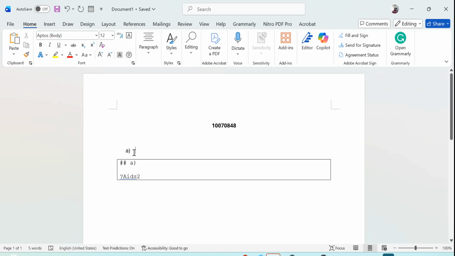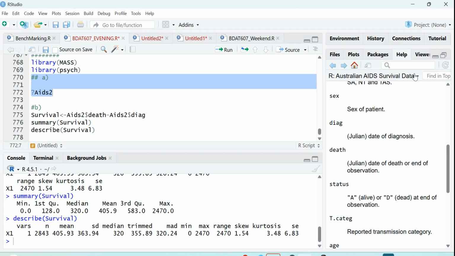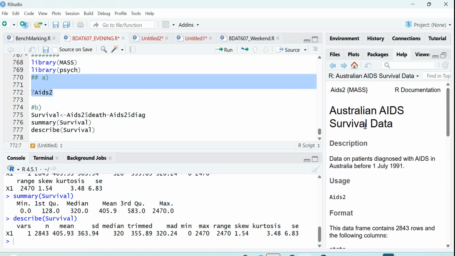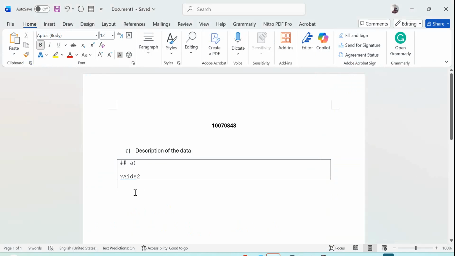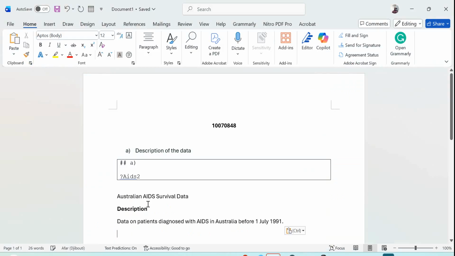So A, description of the data. Okay, so like that. And then I can go and copy the description of the data and paste it over there. That's okay. Then I move on to B.